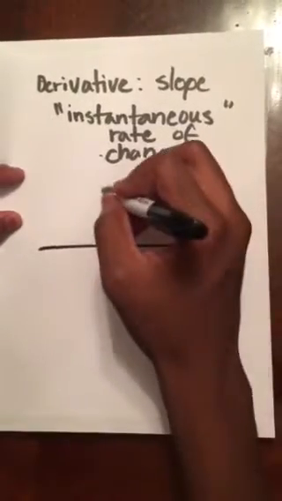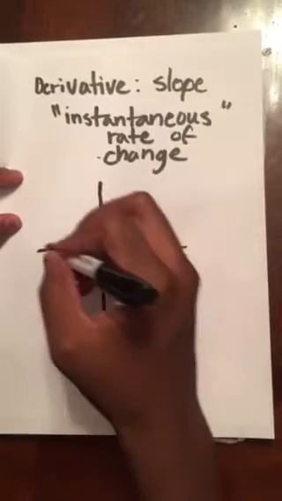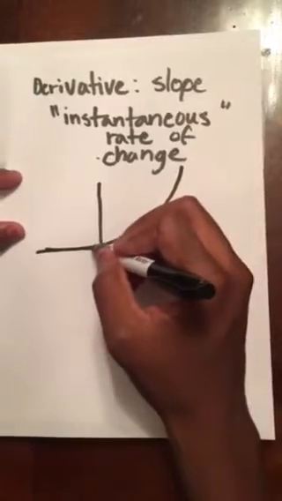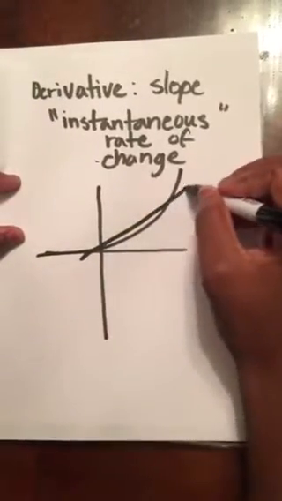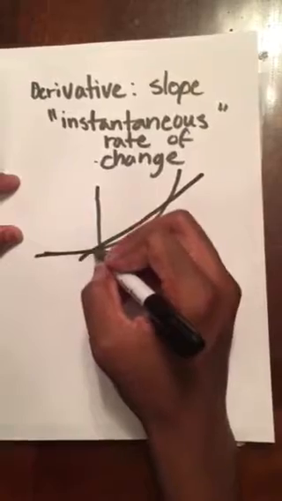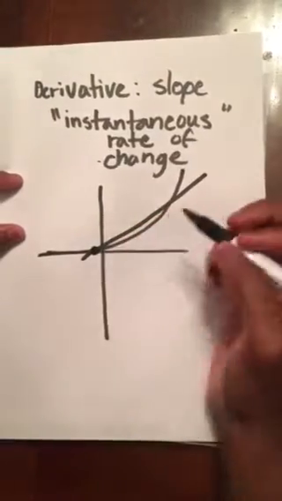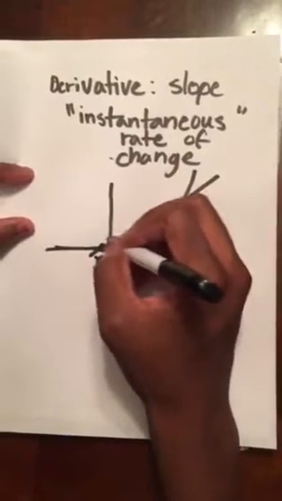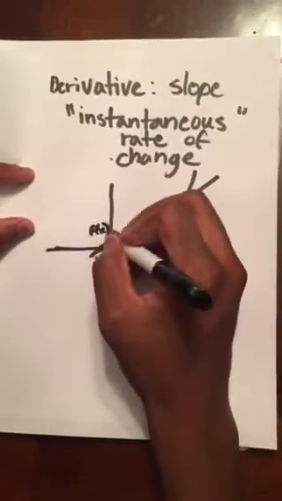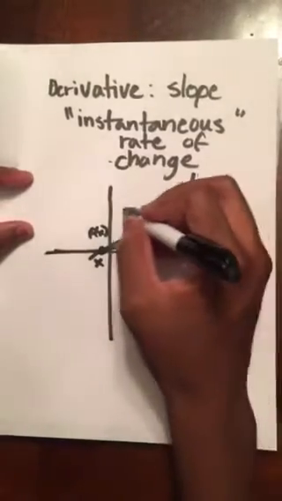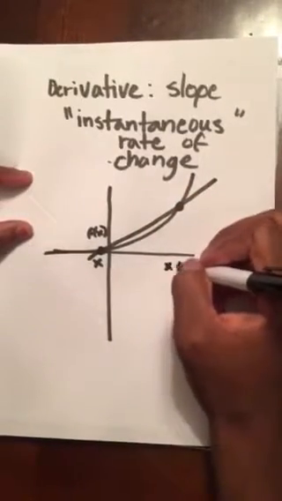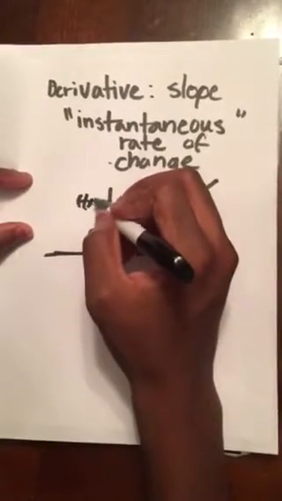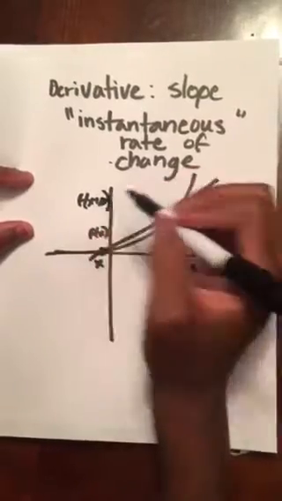Here, let me draw it out for you. Okay, so I'm going to have this curve, and let's draw a line here. I'm going to denote this point as x, f of x, and this one as x plus delta x, f of x plus delta x.